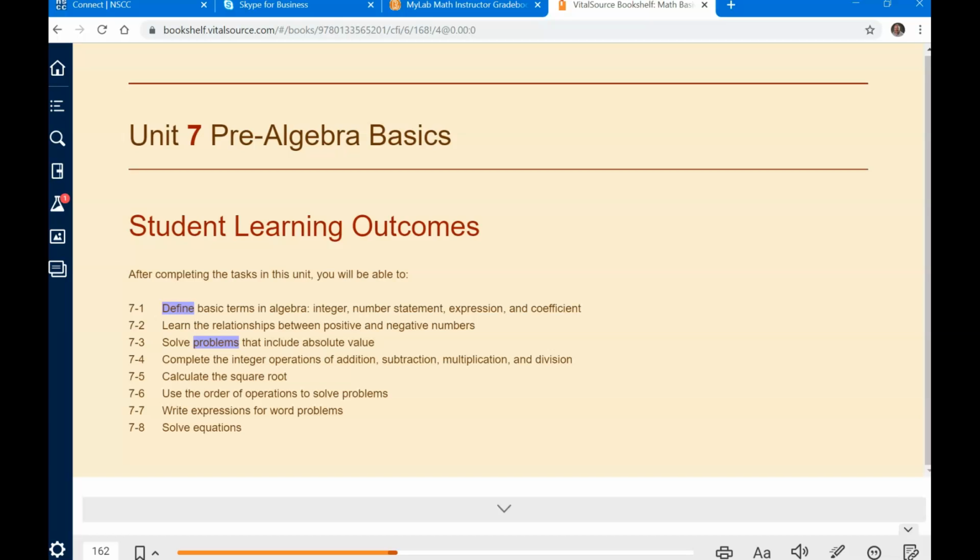Chapter 7, Pre-Algebra Basics. Algebra. Basic terms of algebra are numbers like integer, number statement, expression, coefficient.